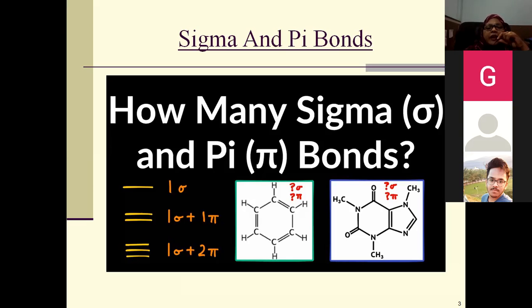Yes, very good. So there are three pi bonds. As we can see, there are three double bonds in the structure, and a double bond contains one sigma and one pi. So here one pi bond, here one pi bond, here one pi bond. Three pi bonds are there. And the sigma bonds are six between carbon and carbon and six between carbon and hydrogen. So there are 12 sigma bonds and 3 pi bonds. Okay, in the next structure, can anyone tell me how many sigma and how many pi bonds are present?